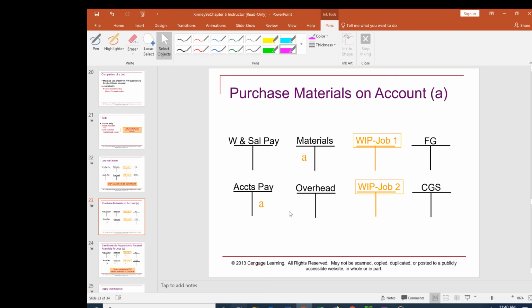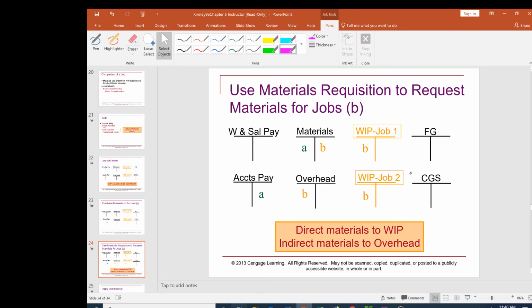Now they're just reviewing the journal entries with you. Purchase materials on account: debit A and credit accounts payable. You may have more than one job that you debit work in process and credit materials for. So we debit work in process job 1 and credit materials. We debit work in process job 2 and that's also a credit to materials, and we keep job cost sheets for each job.